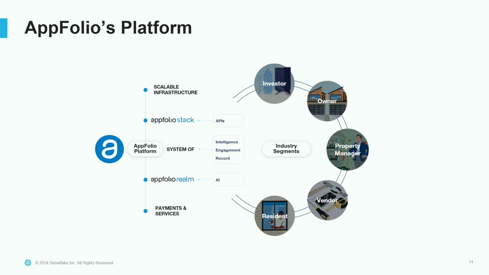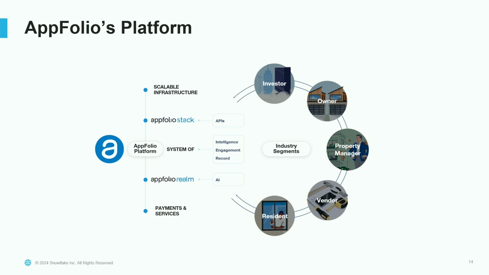Through Stack, we enhance the value of our PropTech ecosystem. Through Realm, our generative AI and LLM capability, we provide a workflow orchestration engine that helps automate our customers' business, where customers can literally ask, tell, and teach the product to do something. In addition to being able to apply common services like payments and insurance horizontally.